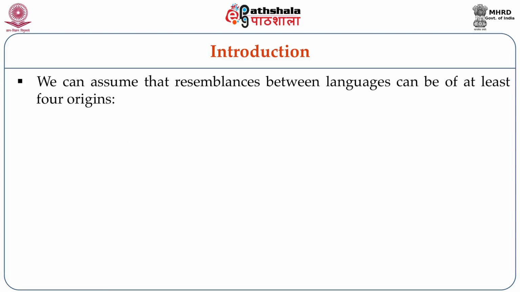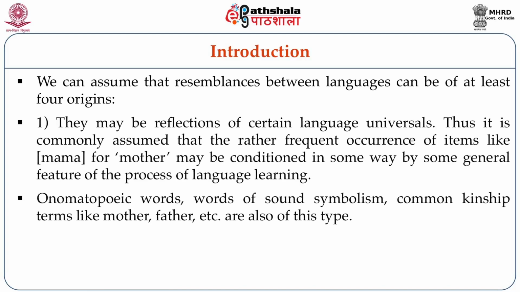We can assume that resemblances between languages can be of at least four origins. First, they may be reflections of certain language universals. Thus, it is commonly assumed that the rather frequent occurrence of items like mama for mother may be conditioned in some way by some general feature of the process of language learning. Onomatopoeic words, words of sound symbolism, common kinship terms like mother, father, etc. are also of this type.